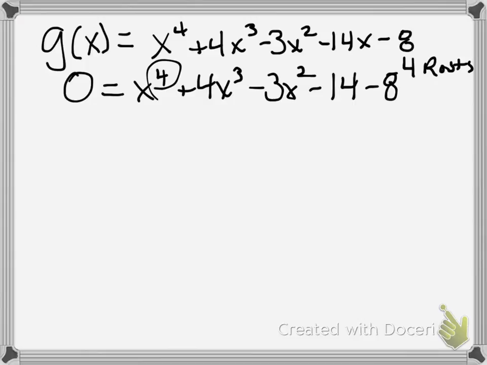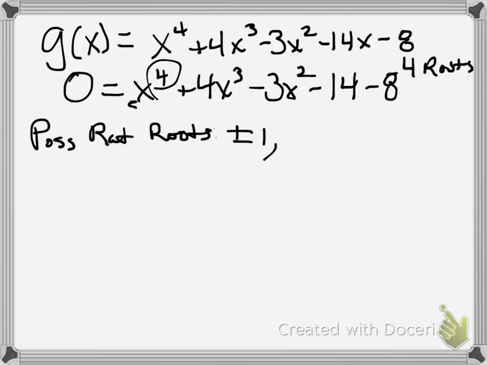Now, if we get our possible rational roots, again we're going to look at factors of just 8. Since I don't have a coefficient in front of the leading term, I don't have to worry about p over q here. The factors of 8 are 1, 2, 4, and 8. There are not as many to check in this example, but we do have to get 4 answers.